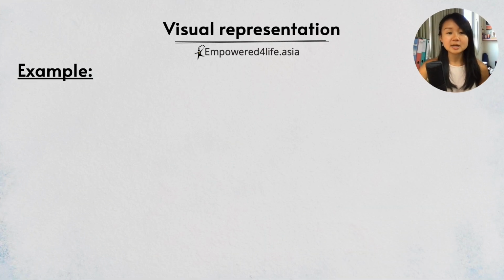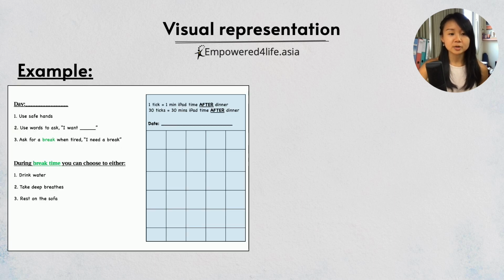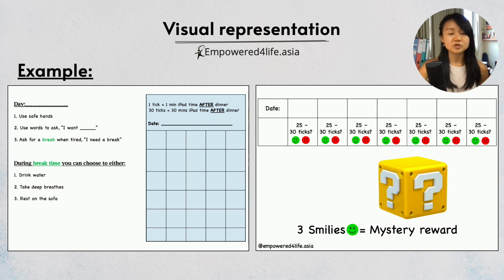So here is an example of how our mystery motivator chart will look like. First, we have our token bot over here, and then we have our mystery reward chart. Our token bot over here is for a more advanced learner because there are no pictures and only words. You can see we set the day and then the expected behaviors, which is: keep safe hands, use words to ask, and ask for a break when I need. Next, we have to set the tone, so they need to know, okay, how many ticks do I need to get my iPad time and when? So setting the expectations clear from the start would help to reduce frustrations and meltdowns as to when they can get their reward.